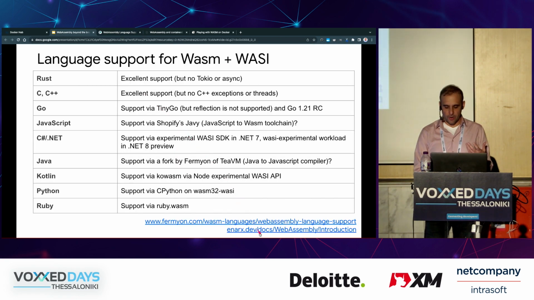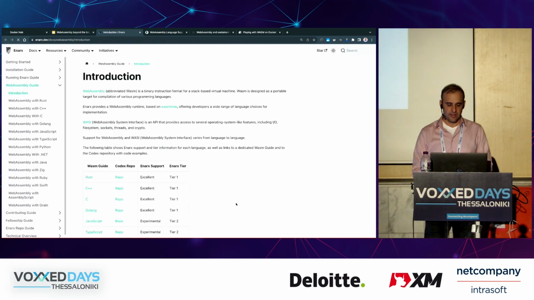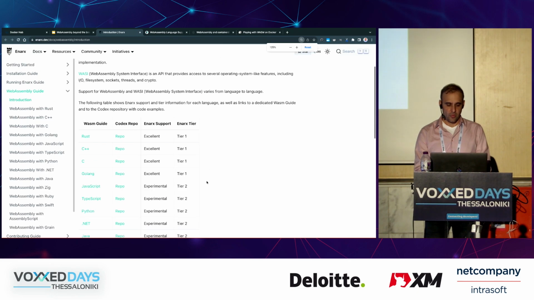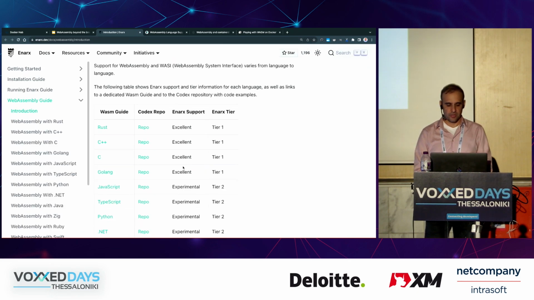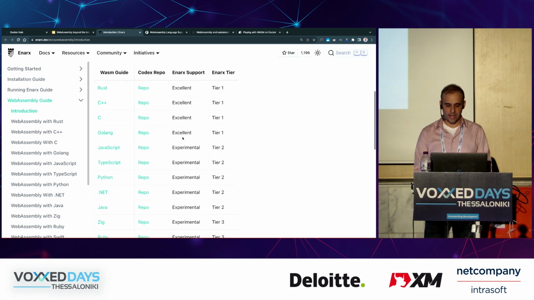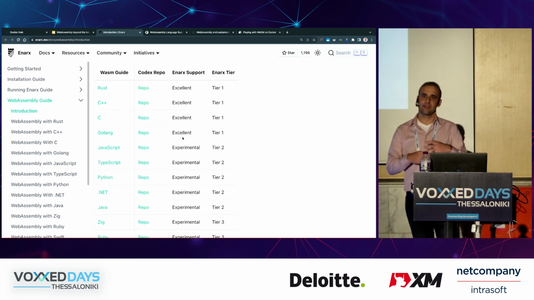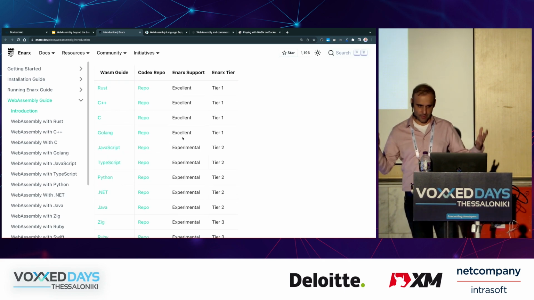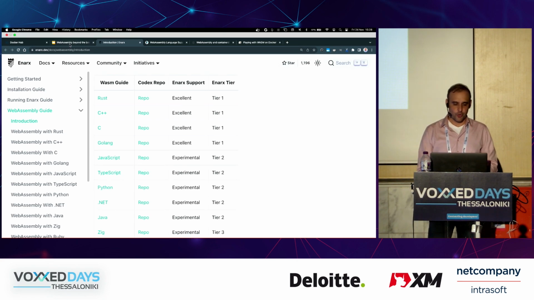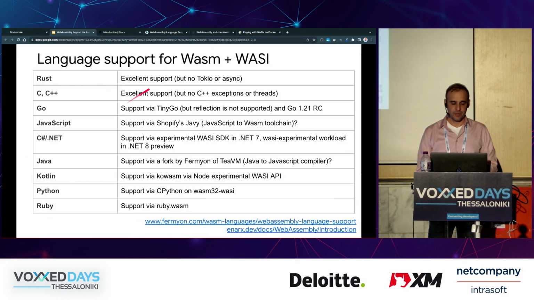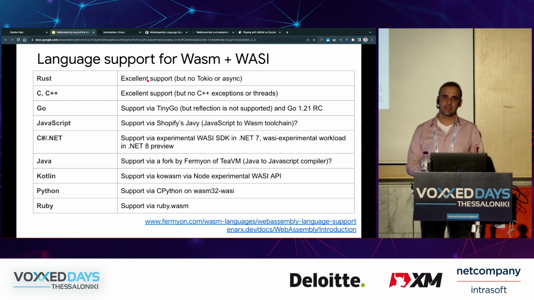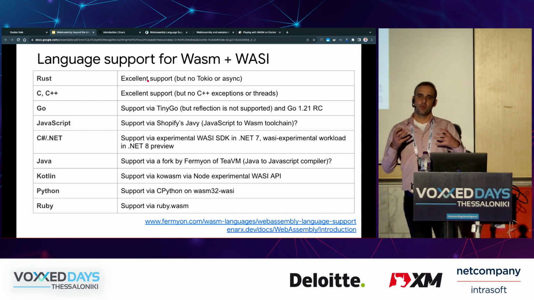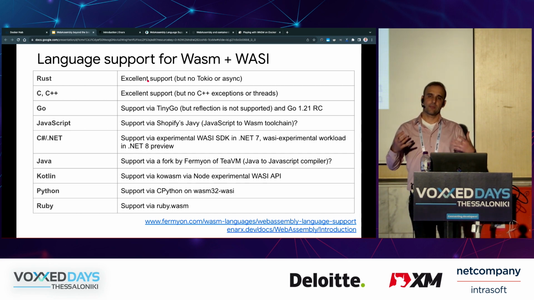If you go to another website, this is another one, and it says Rust has excellent support, C has excellent support, Golang has excellent support, which makes you think that, okay, I can run anything I want on WebAssembly, right? Well, it's not true, actually. For example, the excellent support in Rust means that you can take your Rust code and compile to WebAssembly quite easily. I show you how to do that.